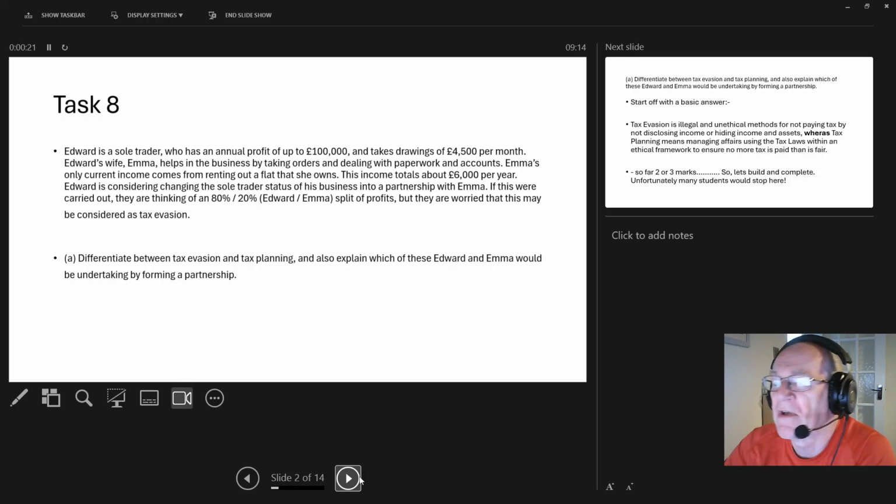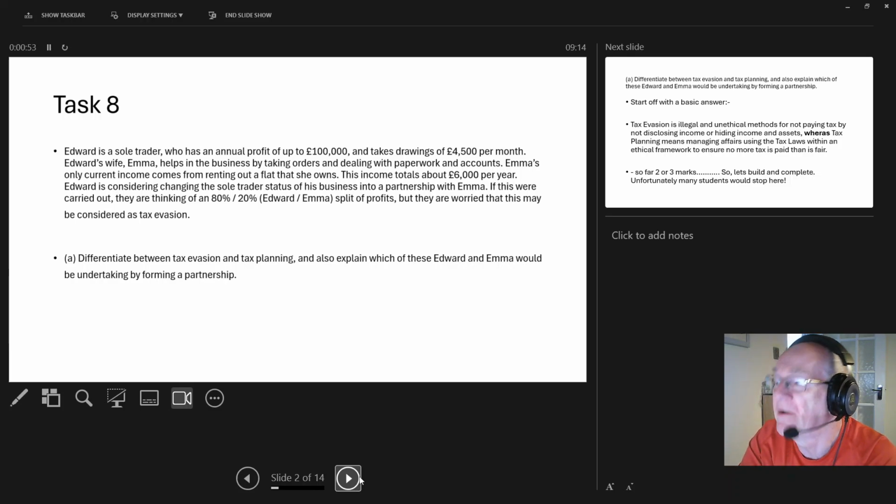So our question, Edwards, the sole trader, annual profit of up to 100,000. We're going to assume £100,000, and he takes drawings. Doesn't obviously take all the money out. 4,500 is a lot less than 100,000, although of course it's going to be paying tax on a lot of the 100,000 anyway. His wife helps in the business. She takes orders, deals with paperwork, so she's doing something useful. And Edward is thinking of changing the sole trader status.